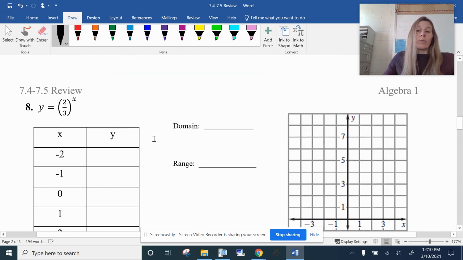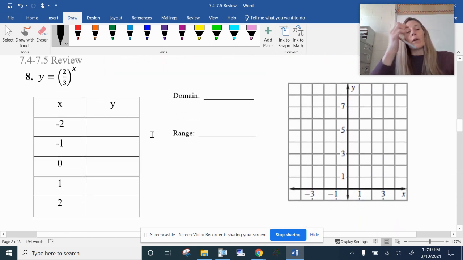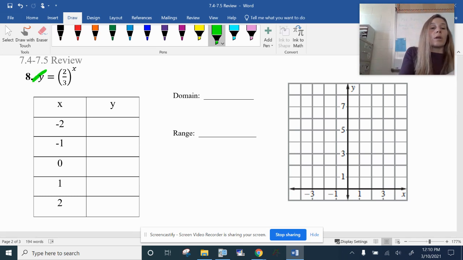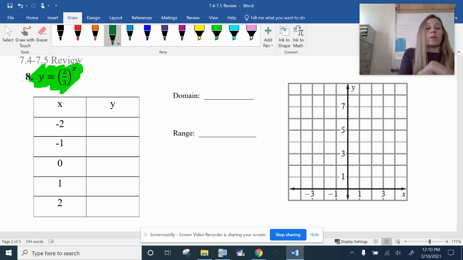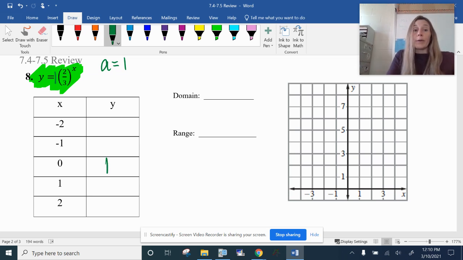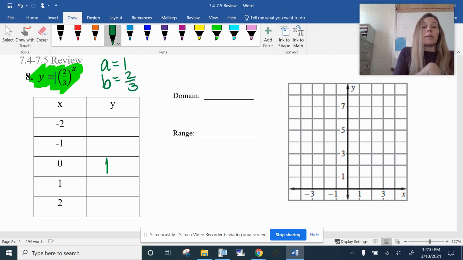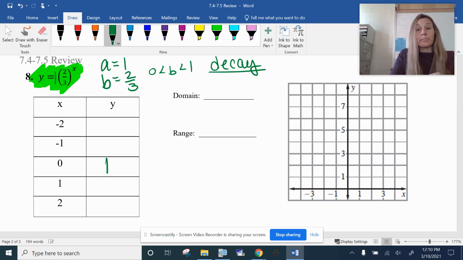All right, so we'll do the next one. Again, we'll practice a little bit with the calculator so you can use that as an option. So for this one here, before I actually go ahead and graph it, and we'll take a look. My A value this time is 1 because you don't see anything in front of the parentheses, right? So we know 0, 1 is going to be our y-intercept. Then the B value here is 2/3. And since that B value is greater than 0, less than 1, that tells us that, again, this will be a decay function.